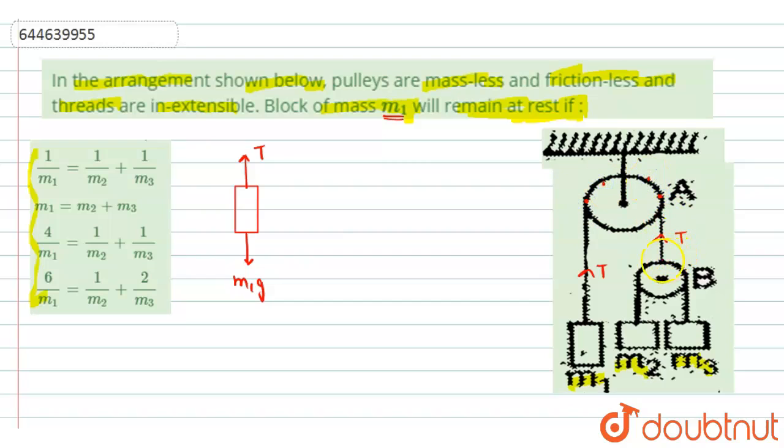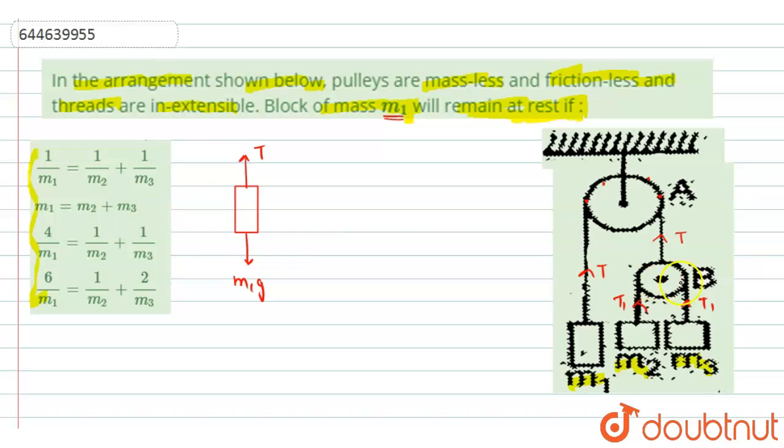Now see, this pulley B will also remain at rest. Why? Because pulley B is directly connected to the mass m1. So if pulley B is moving, that means the mass m1 is also moving. So for B, let's say in these threads tension T1, and here also tension T1 is acting. Now we have to find the relation between T and T1. We are given that mass m1 must remain at rest. So for that, pulley B must also remain at rest, because if pulley B is moving, that means mass m1 is also moving.